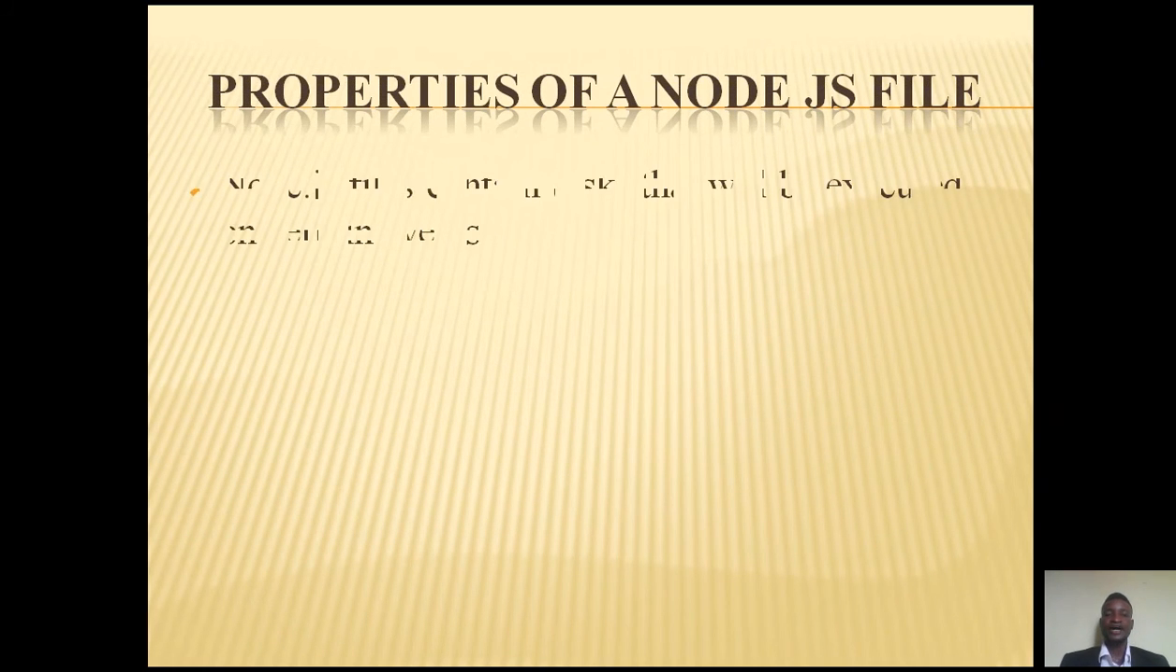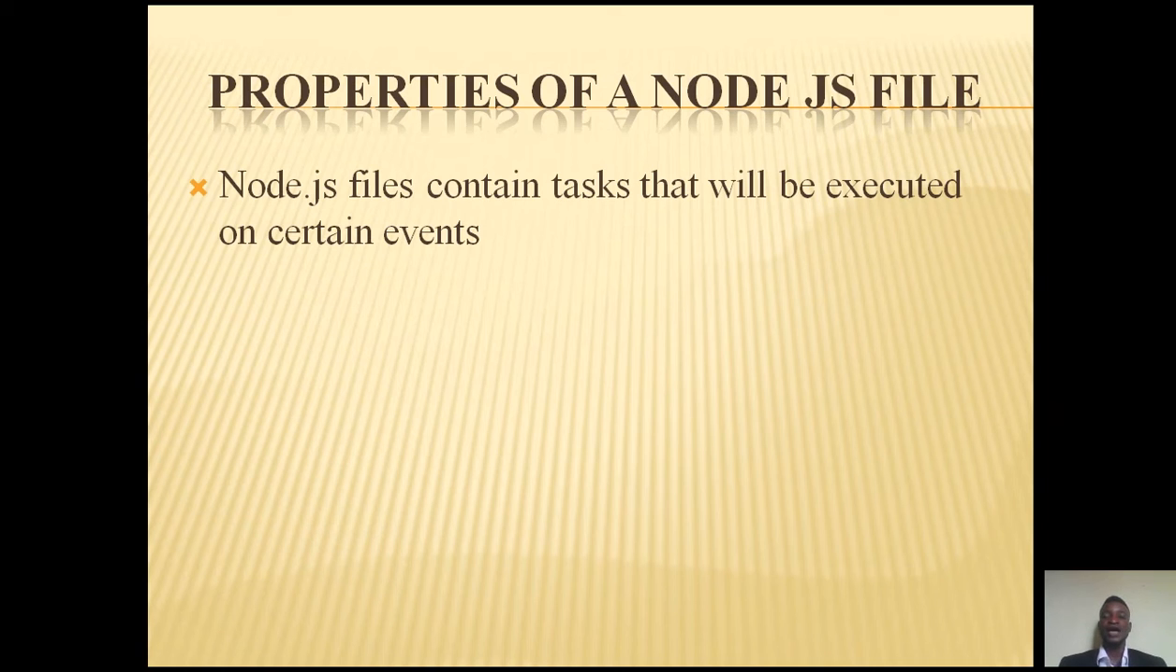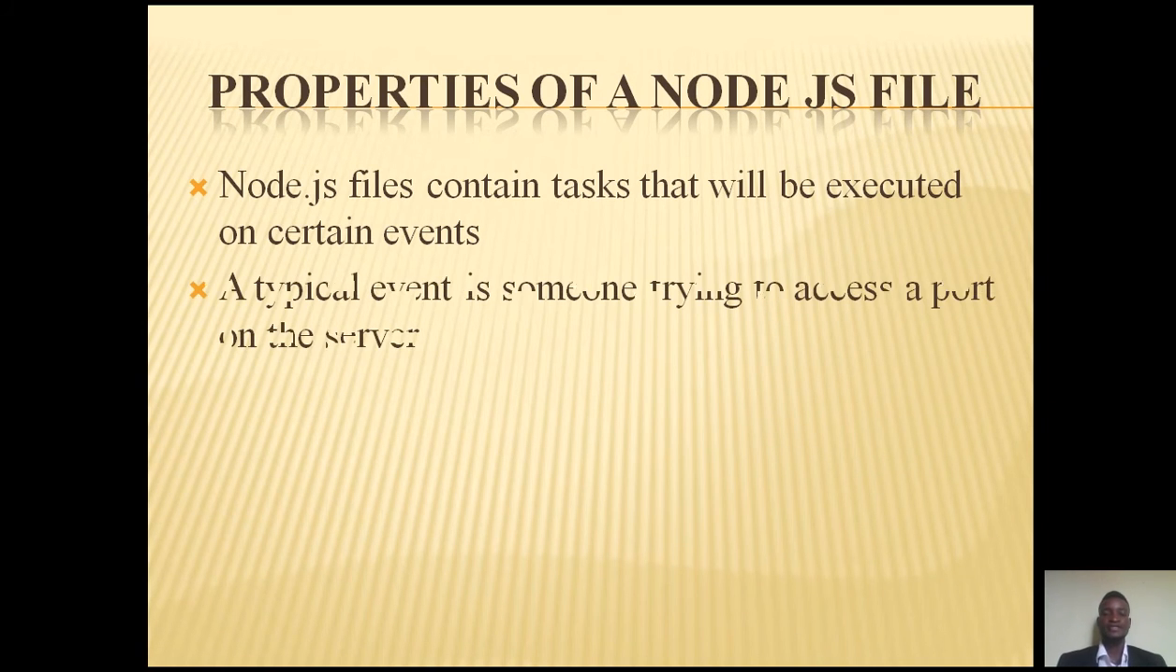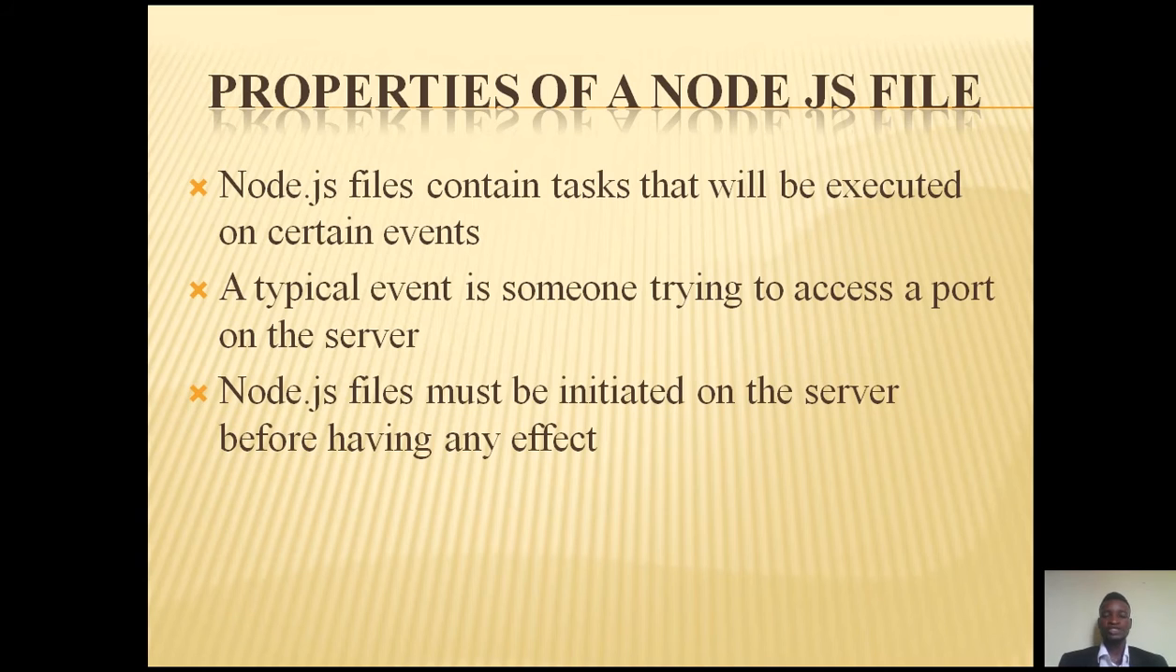Now, properties of a Node.js file. A Node.js file contains tags that can be executed on certain events. An example of a typical event is when someone tries to set a port on the server. Node.js files must be initiated on the server before having any effect. Node.js files also have the extension .js.